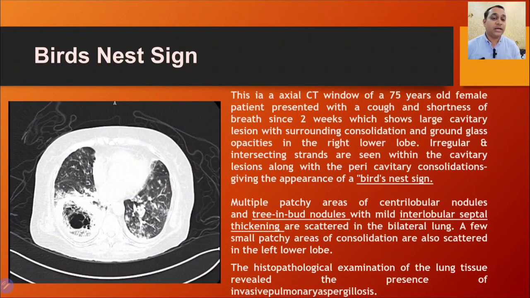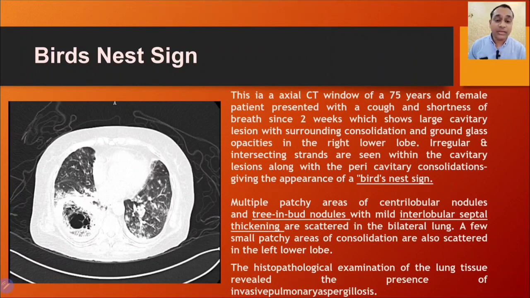This is an axial CT scan of a 75-year-old female presented with cough and shortness of breath since 2 weeks, which shows large cavitary lesions with surrounding consolidation and ground glass opacities in the right lower lobe. There are irregular and intersecting strands seen within the cavitary lesions along with the pericavitary consolidation, which gives the bird nest sign. So it is also one more example, with multiple patchy areas of consolidation as well as tree-in-bud appearances or tree-in-bud nodules present here, and this cavity contains irregular and intersecting strands which look like a bird nest. That's why it is called the bird nest sign.